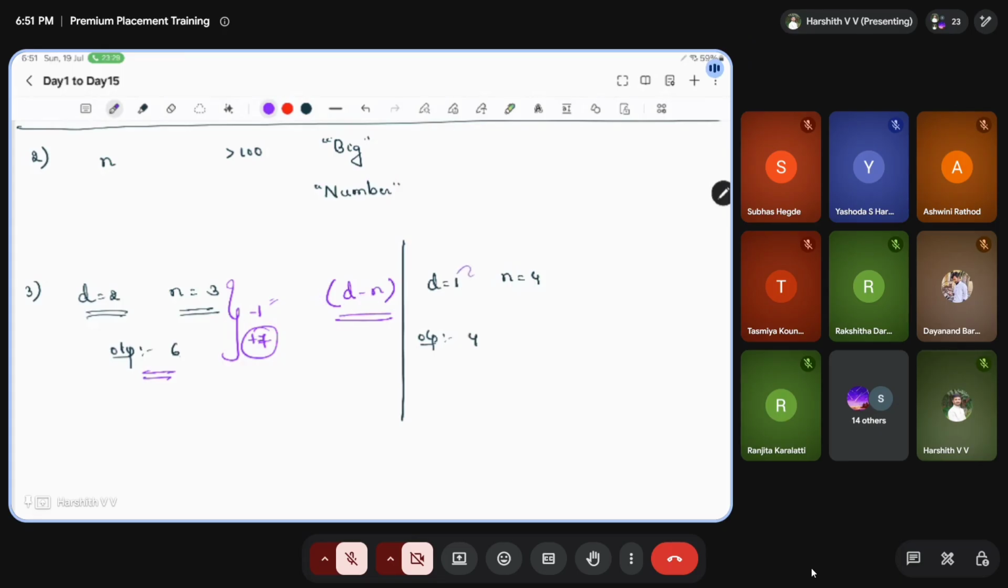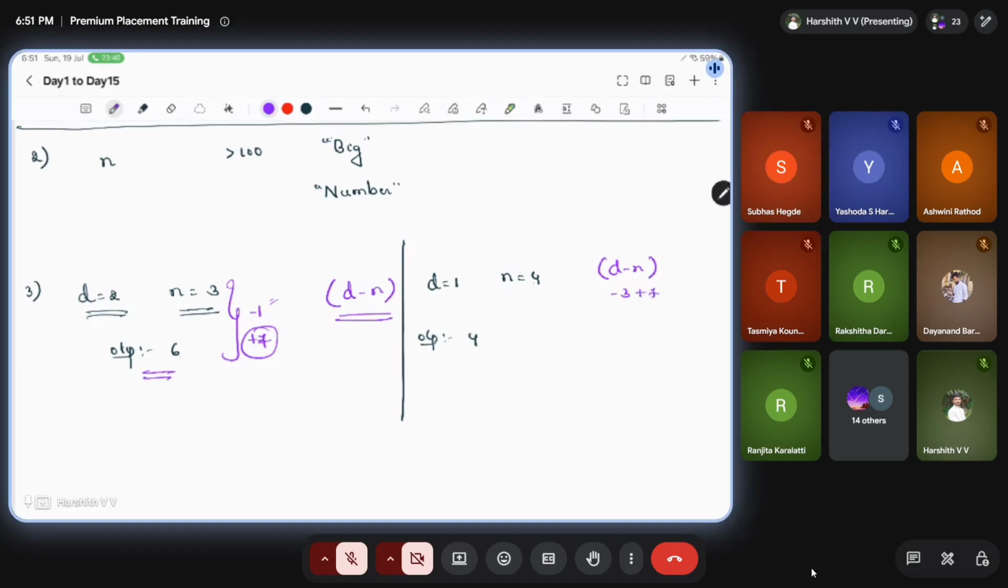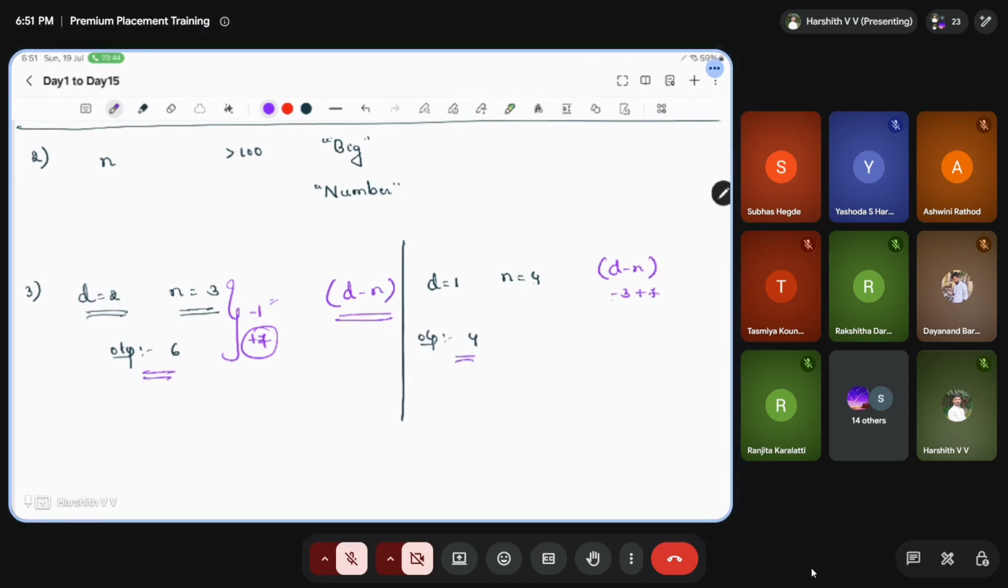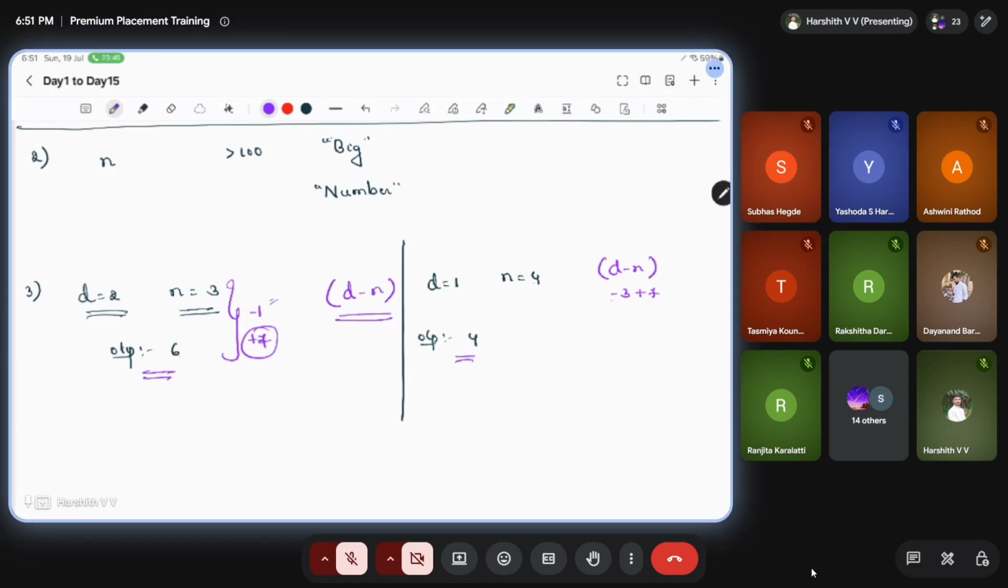The formula is d minus n. If you calculate d minus n, what will you get? 1 minus 4, -3. For this, you should add what? Plus 7. So 7 minus 3 is 4. Are you getting the correct answer or not? Yes, sir. Yes, you are getting the correct answer.